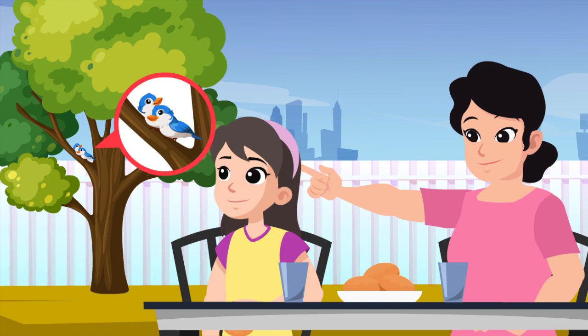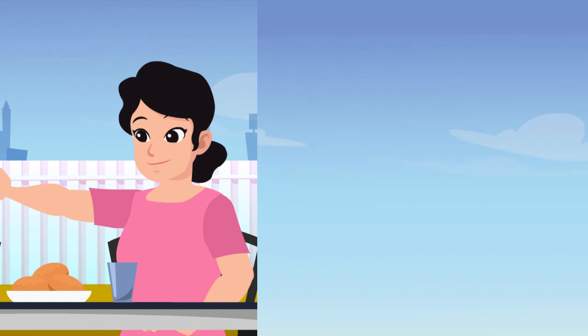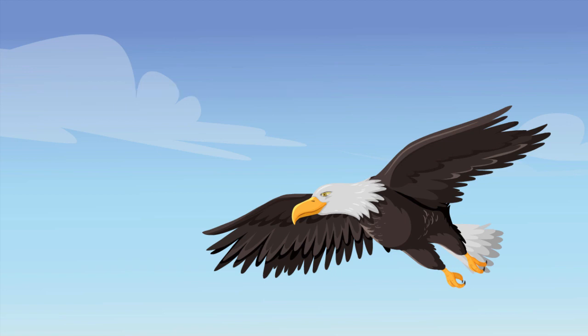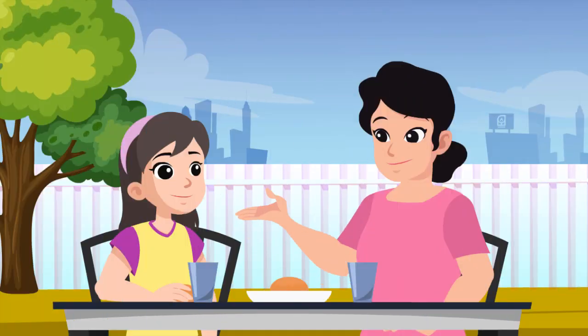Now, look at that bird, resting on the branch of that tree. How is it different from other animals? It is covered with feathers, and it has a beak. Good observation, Ellie. Animals with feathers and beaks are birds. The Philippine eagle, owls, chickens, and penguins are birds.